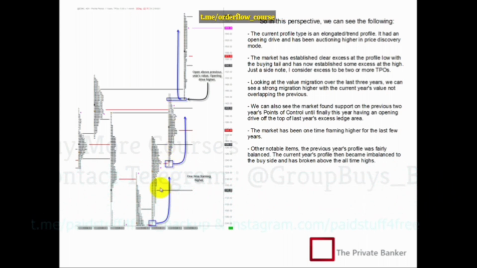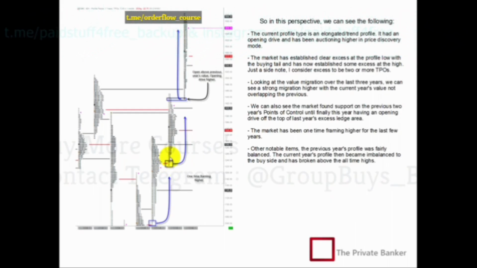The profile beforehand opened all the way up here at the previous year profile's high, came down, tested that point of control, and auctioned right back to those highs. So when you see the market test the fairest price or the most traded price, or in this example TPOs where the market spent the most time, and it rejects that, it just tells us that something significant has changed. In addition to these rejections, we see the market has been one time framing for the last few years. We also saw that on the price bar charts. But again, very important pieces of information occurring there, very strong trend in place.